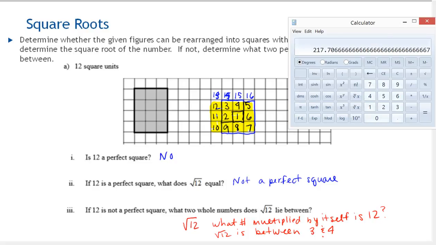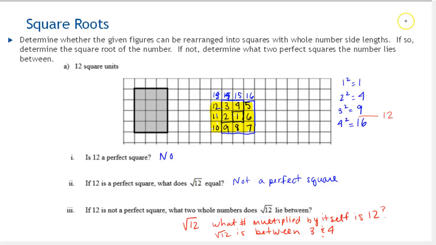Even though it doesn't ask us to here, I'm just going to show you on the calculator. There's a square root button here somewhere. So I'm going to hit 12, and that's my square root button. This is a number that, if you multiply it by itself, you get 12. The decimal actually goes on forever, just like pi. There are no patterns, it never ends. Notice it's bigger than 3 and smaller than 4, because 12 is between 9 and 16.